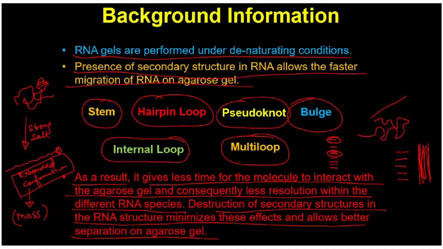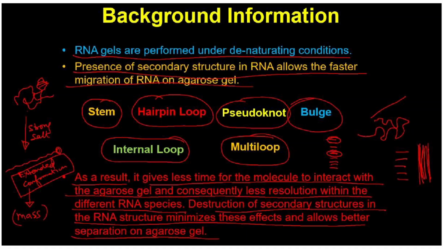RNA gels are performed under denaturing conditions. The presence of secondary structure in RNA allows faster migration of RNA on the agarose gel. That is why they are done in a denaturing condition, so that secondary structures like the stem structure, the hairpin loop structure, the bulge, the internal loop, and so on do not form, and the RNA won't migrate faster, so that we can come to know the exact size and other details about the RNA.